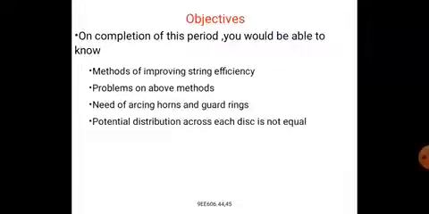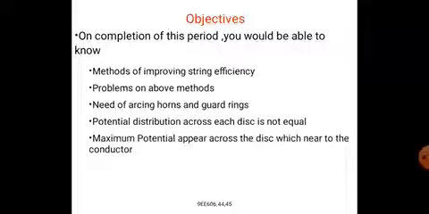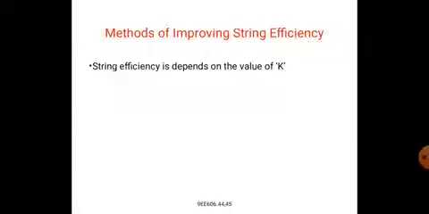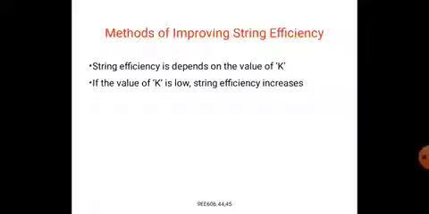The potential distribution across each disc is not equal. The maximum potential appears across the disc which is nearest to the conductor, so the string efficiency is reduced. Methods of improving string efficiency depend on the value of K, where K is equal to shunt capacitance by mutual capacitance.